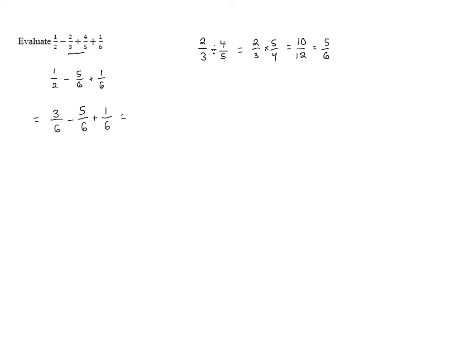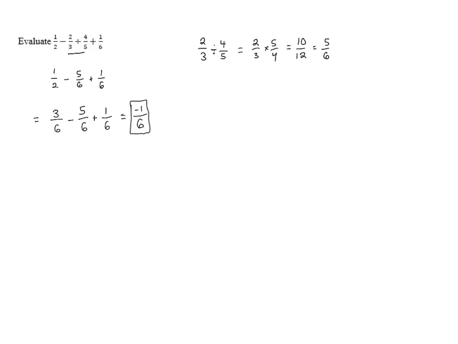Now, we can actually do this all in one step, so long as when we're adding and subtracting the numerators, we do them from left to right. So we start with 3 minus 5. 3 minus 5 is -2. And then when we have -2 and we add 1, -2 plus 1 is -1. So we're going to end up with -1/6 as our final answer.